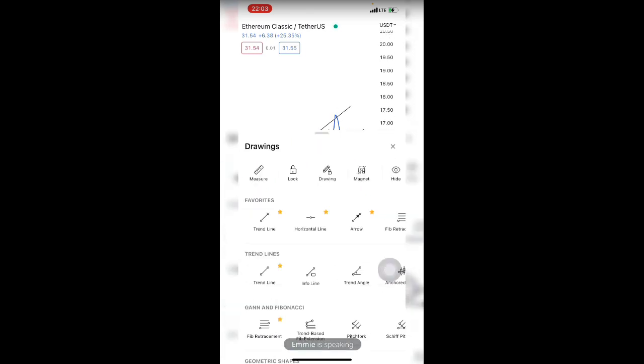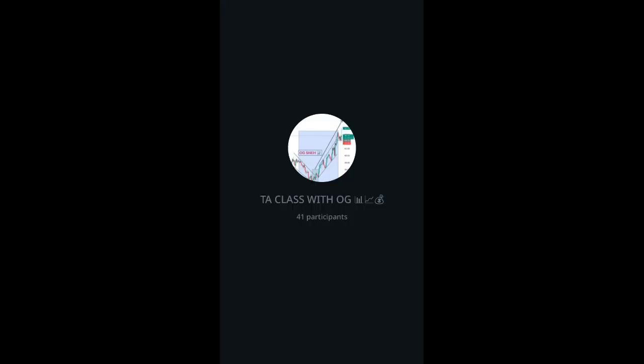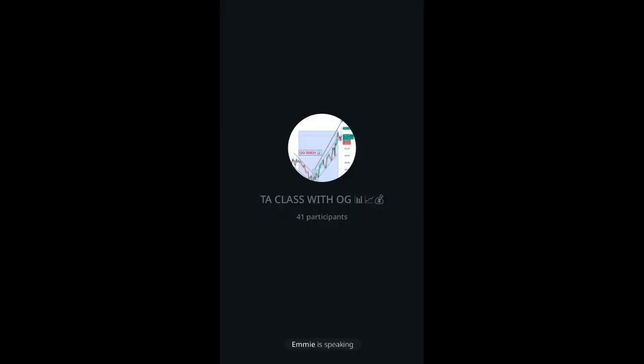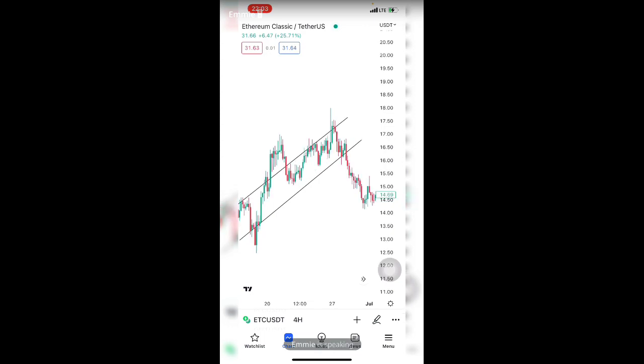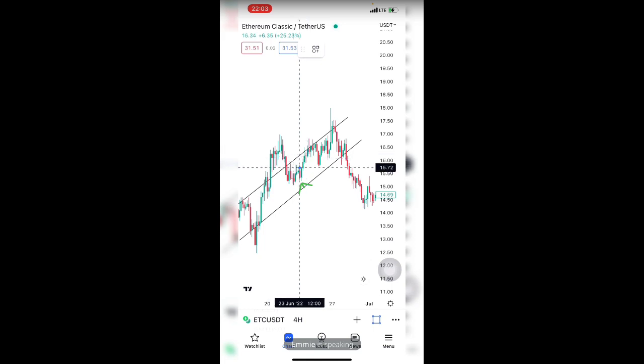Why are you also in class today? Because you want to be a profitable trader. So I will now change the chart type from line to candles. So this one now, I can enter here. I can enter in this place. When I enter in this place, these two candles that I'm seeing, what do they call them?